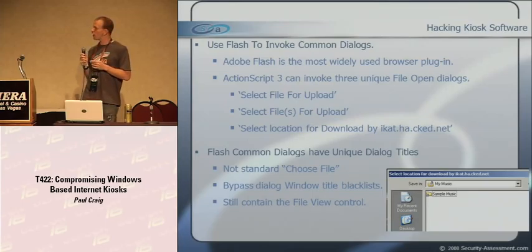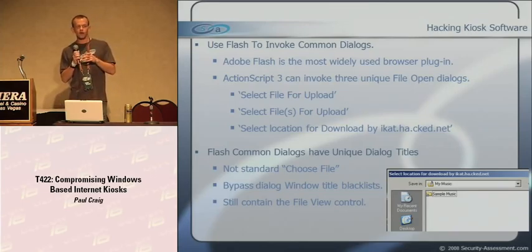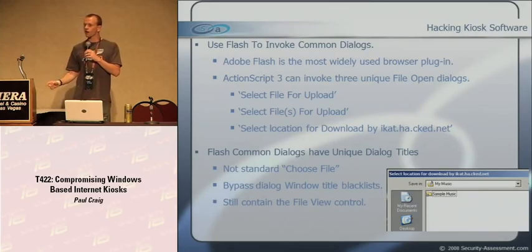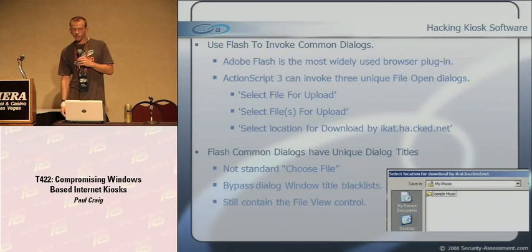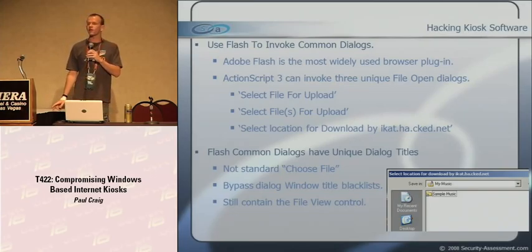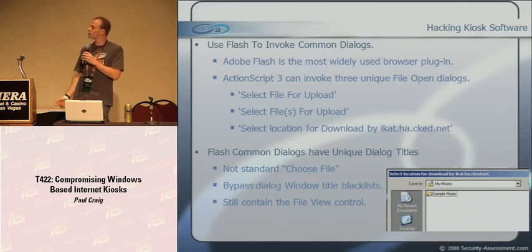Now the dialog title in these cases is actually very important, because when a kiosk is monitoring all of the windows that pop up, it's verifying the dialog names against a blacklist. So if I can pop up a common dialog which has a unique dialog title, then it might evade the blacklist. So the Flash dialogs are not the standard choose file dialogs. That bypasses quite a few blacklists. But they still contain the same file view control. So you still get the same functionality, you just defeat the blacklist. Thanks, Flash.